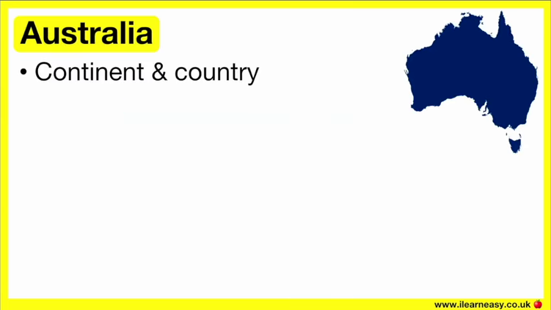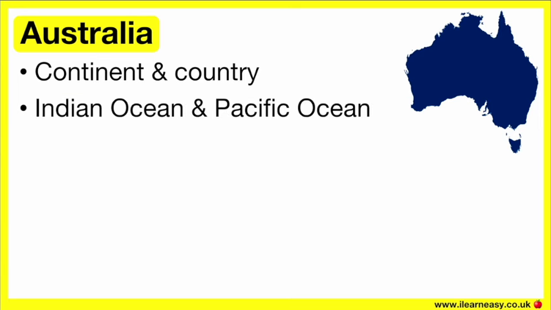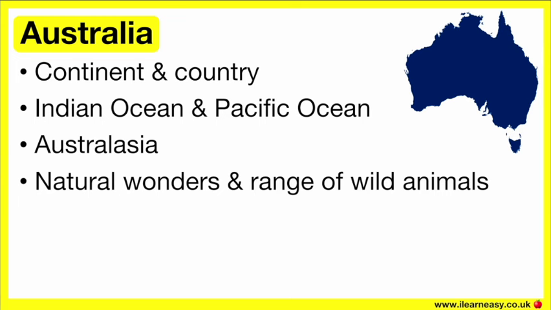Australia. Australia is a continent that is also a country. This is because it's the only continent that's occupied by a single country. Australia is surrounded by the Indian Ocean and the Pacific Ocean. Australasia refers to Australia, New Zealand, and other islands in the Pacific Ocean. Australia is known for its natural wonders and range of wild animals.